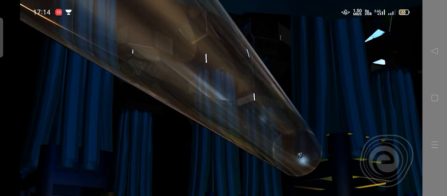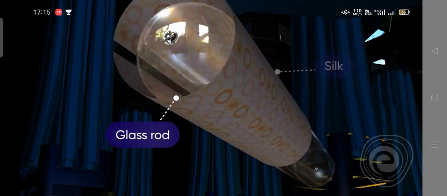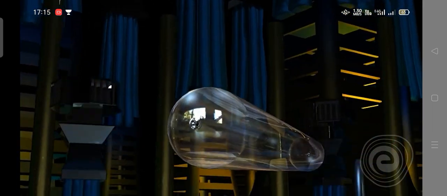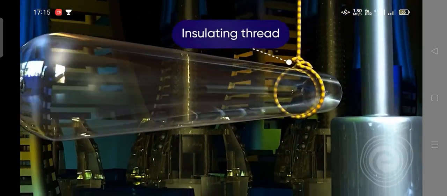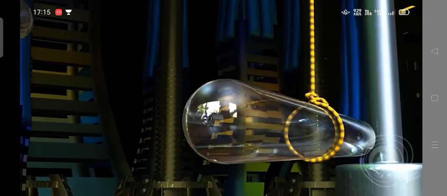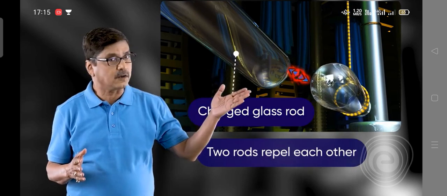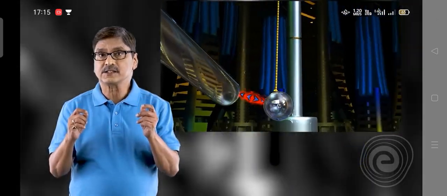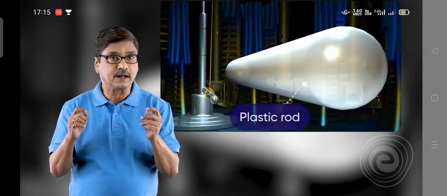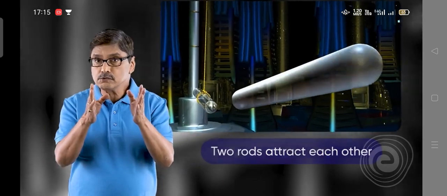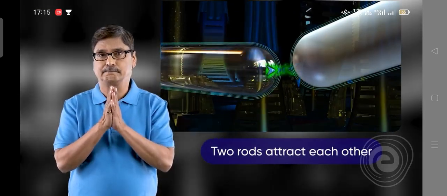Let us perform an experiment. Rub a glass rod with silk and suspend it with an insulating thread. Now bring another similarly charged glass rod near it. You can see that the two rods repel each other. However, if a plastic rod rubbed with fur is brought near another similar glass rod, the two rods attract each other.